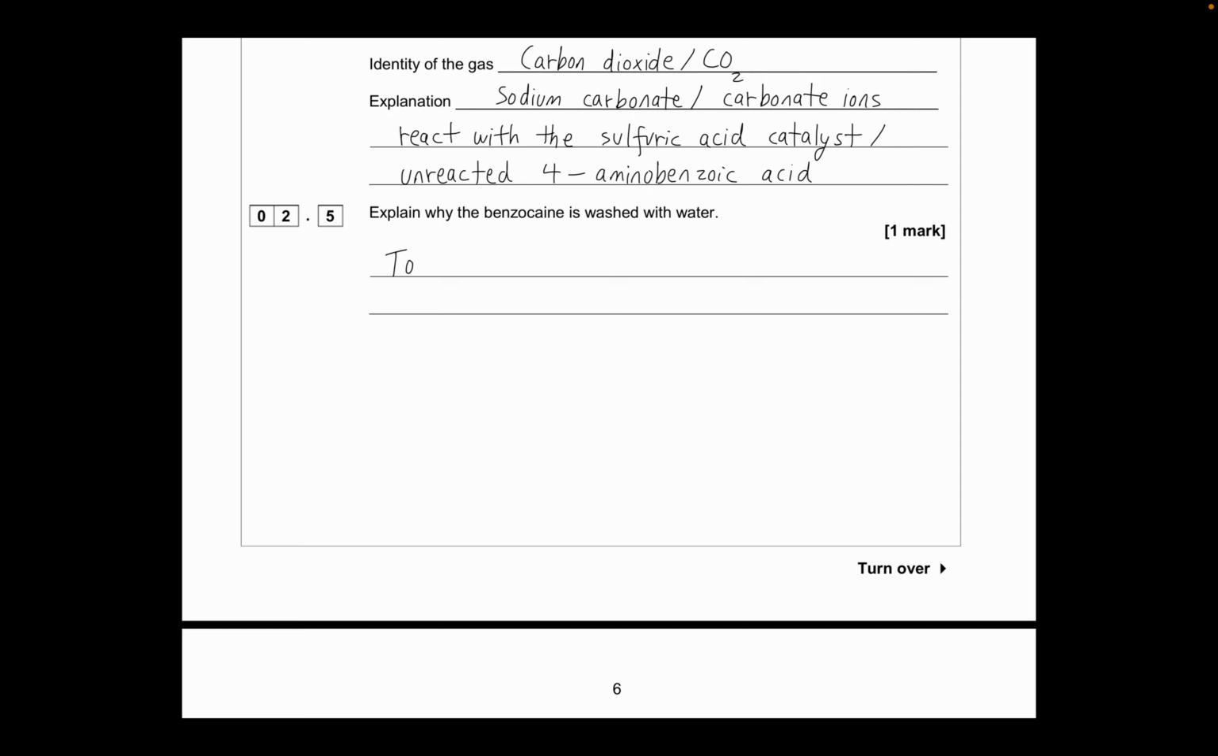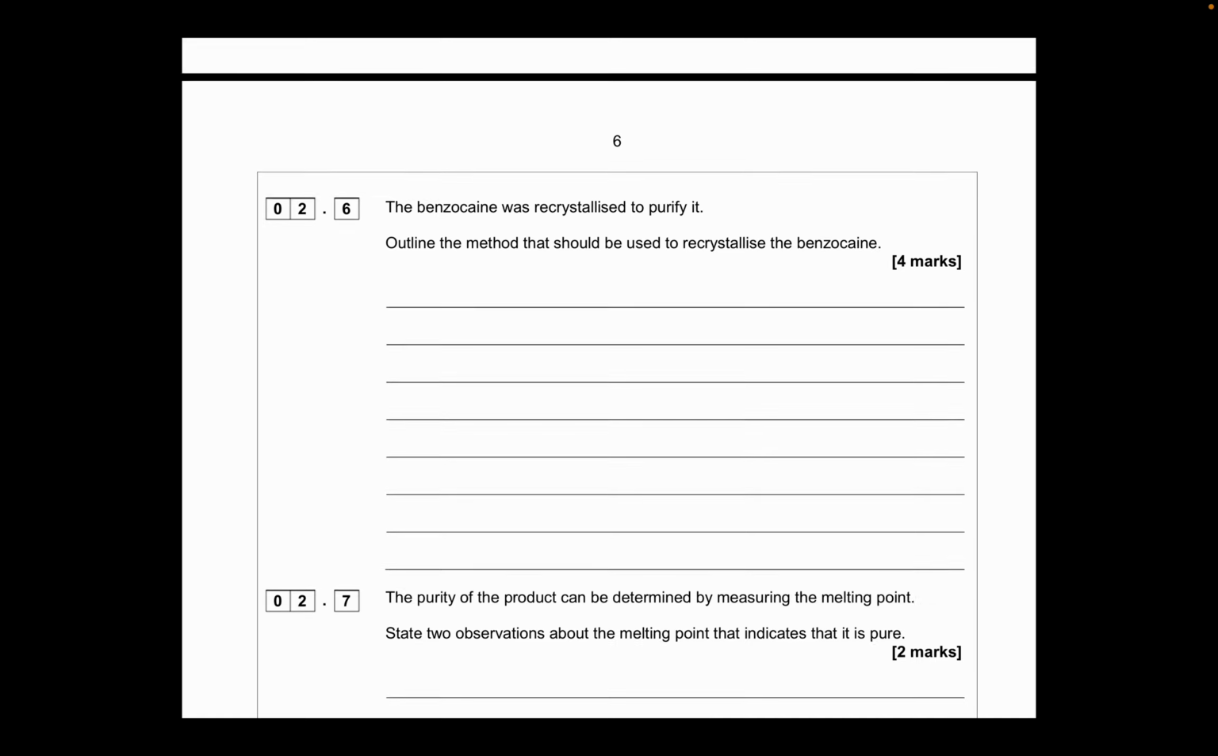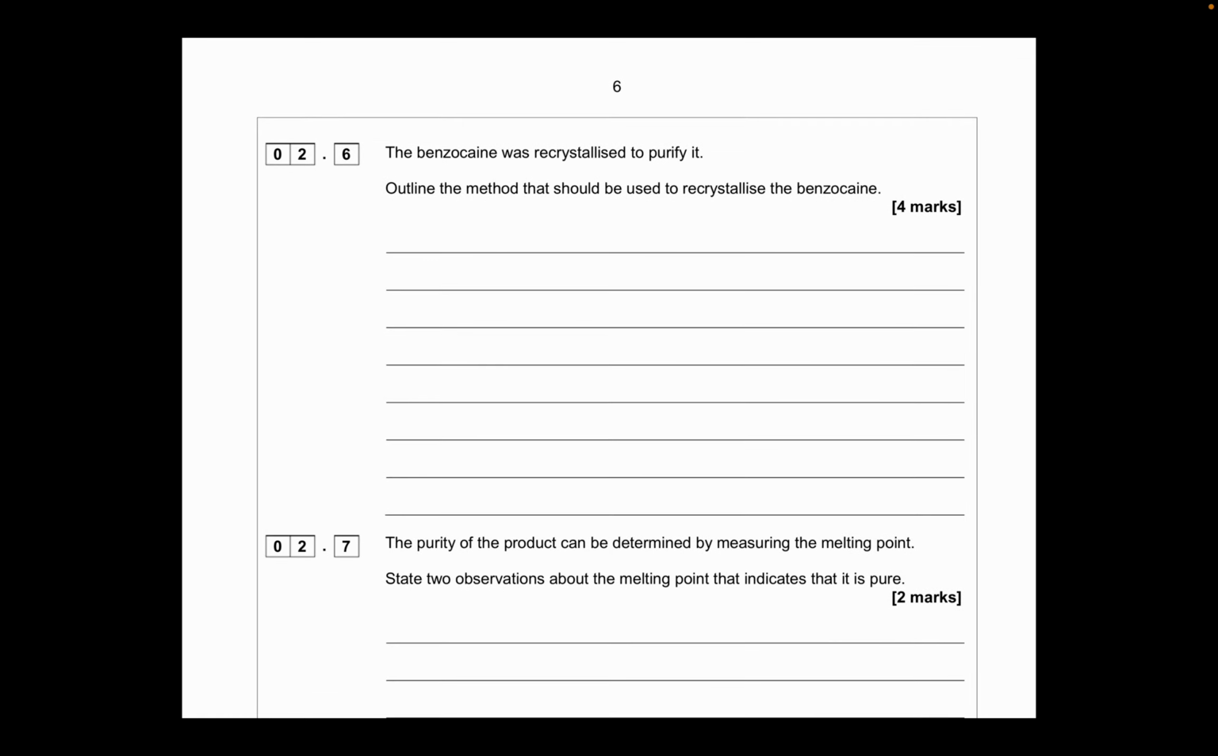The obvious reason is to remove sodium sulfate. You can also mention that it's used to remove unreacted sodium carbonate solution. Okay. Next question. The benzocaine was recrystallized and purified. Outline the method that should be used to recrystallize the benzocaine. Now this is for 4 marks.